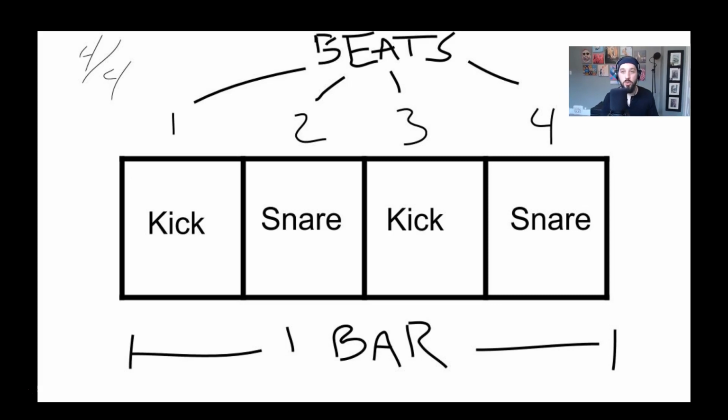1, 2, 3, 4. 1 to the 2 to the 3 to the 4. 1, 2, 3 and the 4. You can almost hear the difference in the kicks and the snares. This isn't the best example because it's almost the same, but I think that's a good idea of how it works.